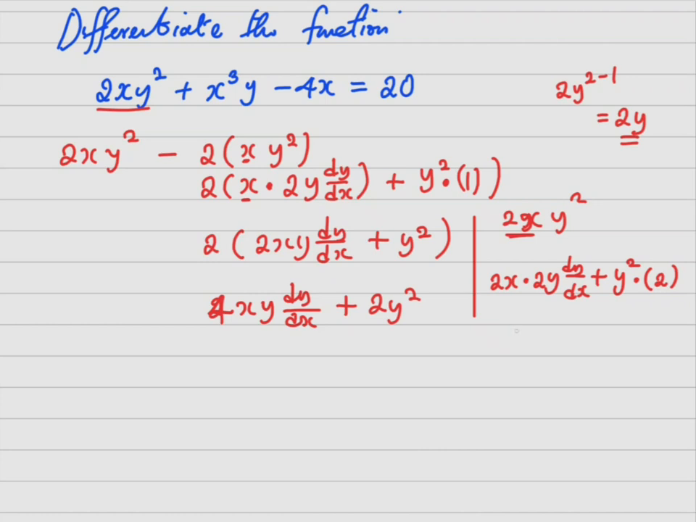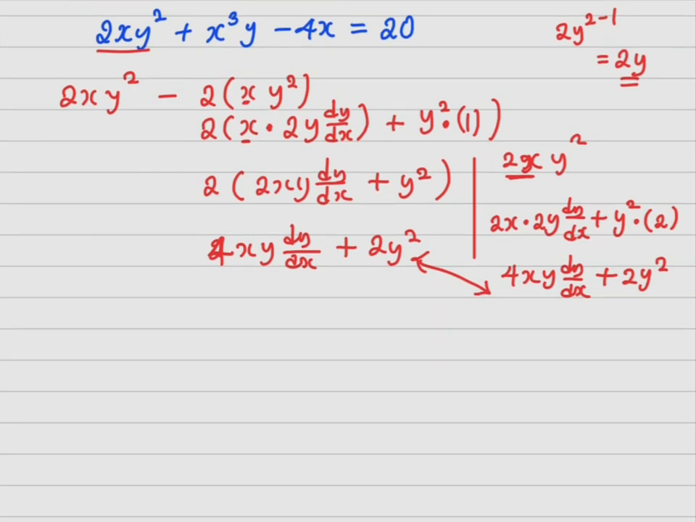Now once you expand it further, you're going to have 4xy dy by dx, then plus 2y squared. If you check, it's the same thing. So it depends on how you wish to do it, but this is the explanation. Okay, then let's move to the next term.